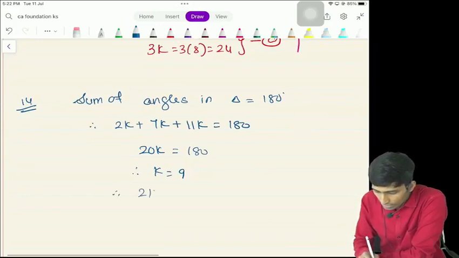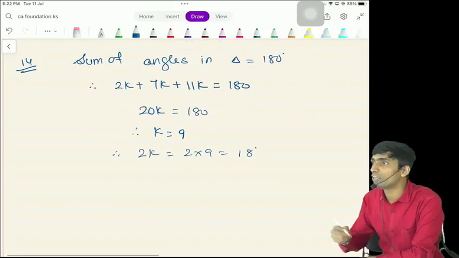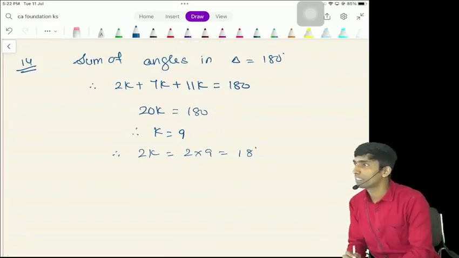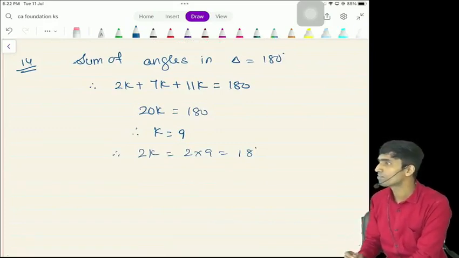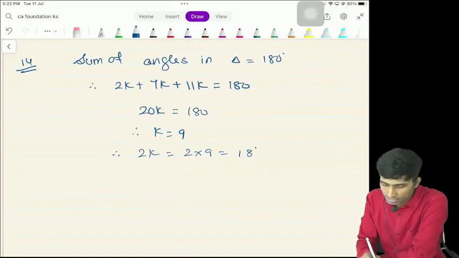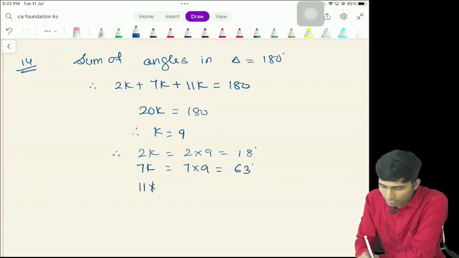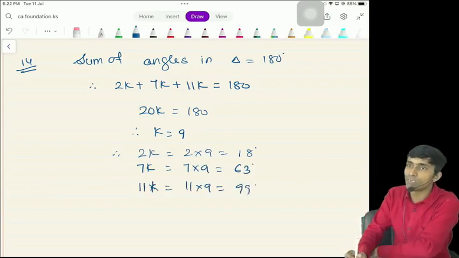Therefore, 2k is equal to 2 into 9, which is 18 degrees. Where is 18? Option C. Done. Is it there in any other option also? No. So C is the option. 7k is equal to 7 into 9, 63. 11k is equal to 11 into 9 is equal to 99 degrees. Simple.